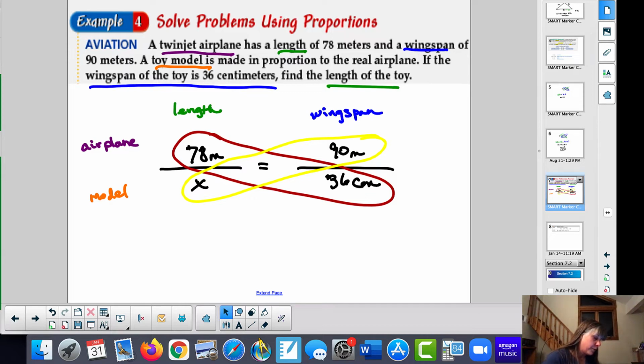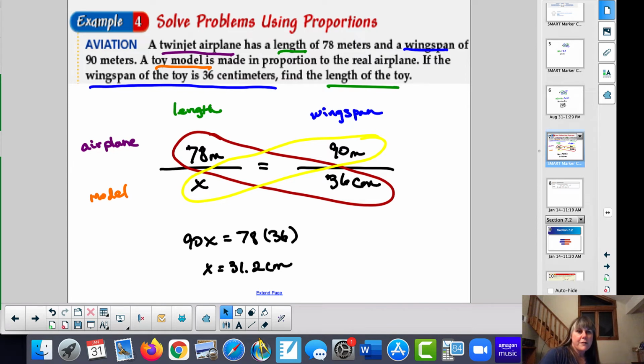So when I cross multiply, I get 90x equals 78 times 36. I also know then that x is going to be in centimeters. And I get 31.2 when I solve that. And that is the length of the model.